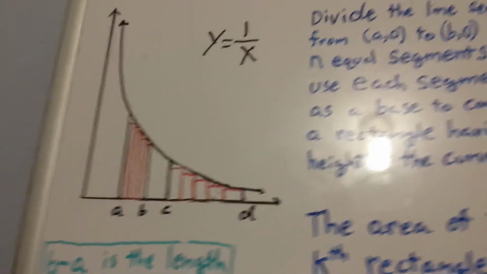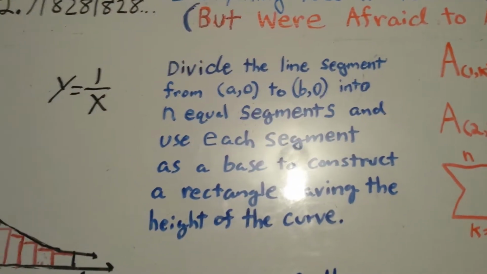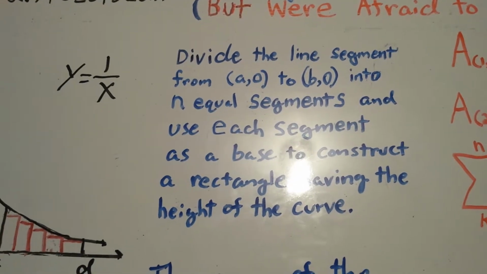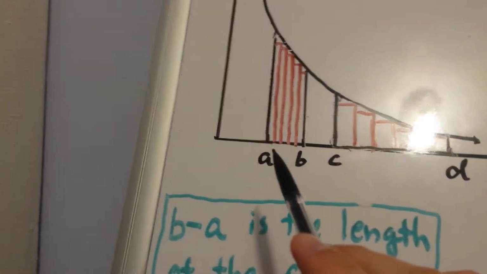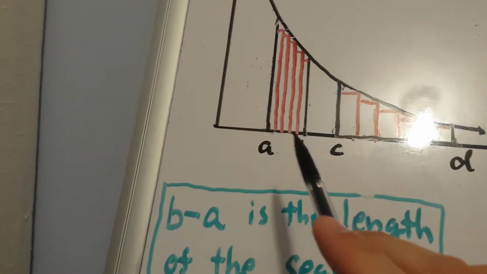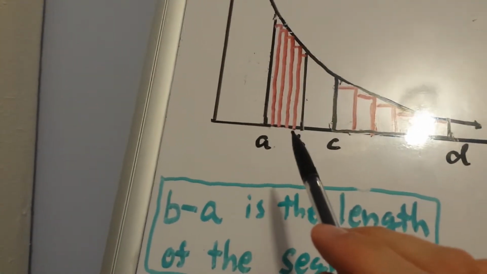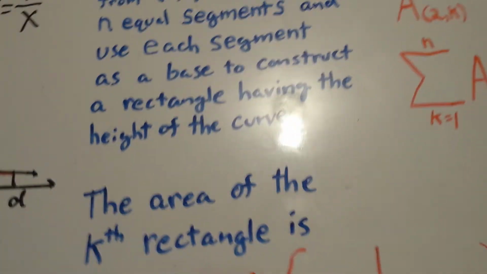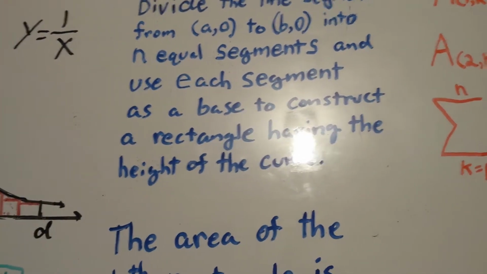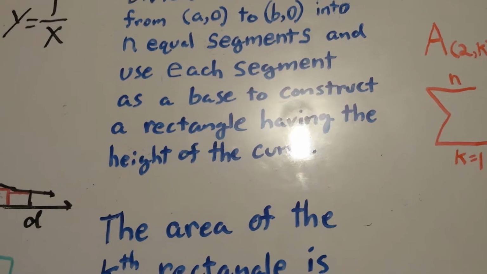Okay, so first, divide the line segment from A0 to B0 into n equal segments. All right, so divide this line segment into n equal segments and use each of those little segments as a base to construct a rectangle having the height of the curve.